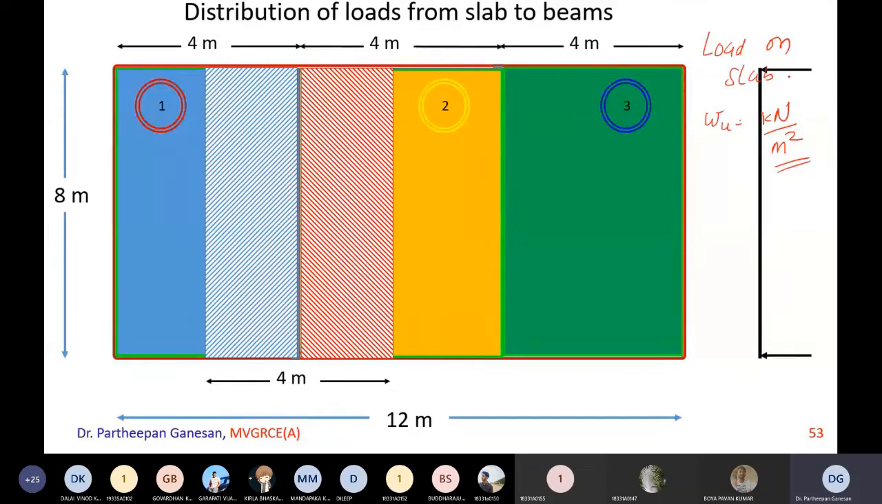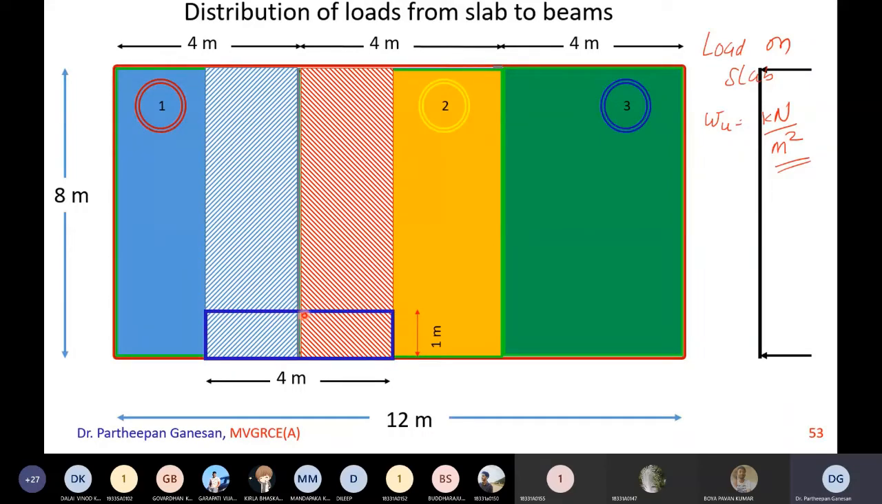So this black color one is the beam. That beam is this one. Now I want to calculate on this beam what is the UDL intensity, that is kilonewton per meter. Right now the beam is supporting the slab. If you take 1 meter length of beam, I am taking only 1 meter length, the beam should withstand load from this much area of slab.